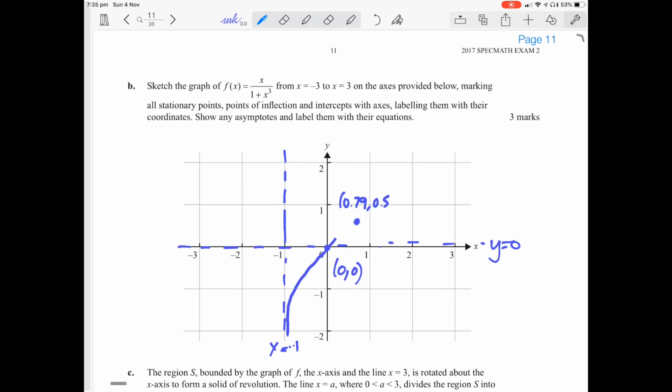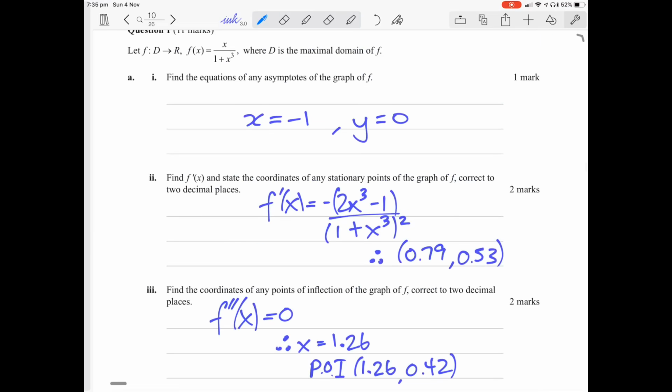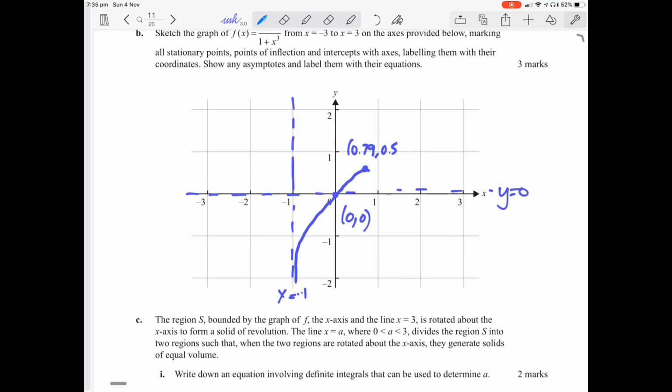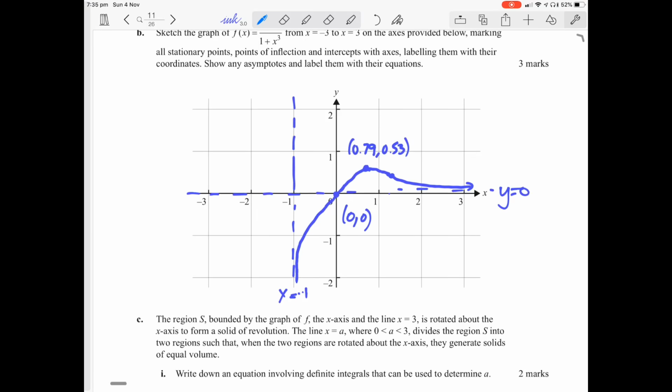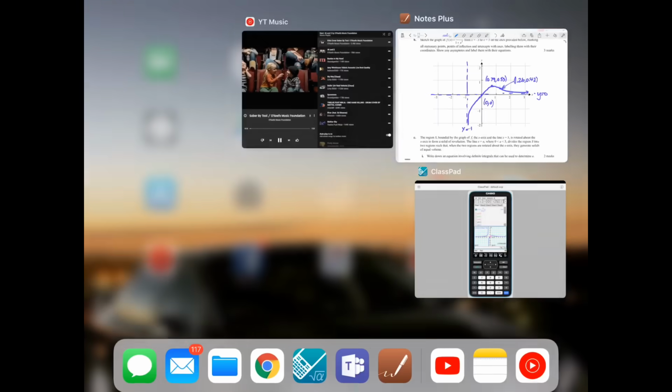Special is all about momentum, and I think I've lost it at the moment. So that's our turning point, 0.79, 0.53, was it? Yeah. Then 1.26, 0.42. So that's when our graph goes down, and then it slowly starts to go back up. Points of inflection, so that's there, 1.26, 0.42. Intercepts axes 0, 0, and then our other one.